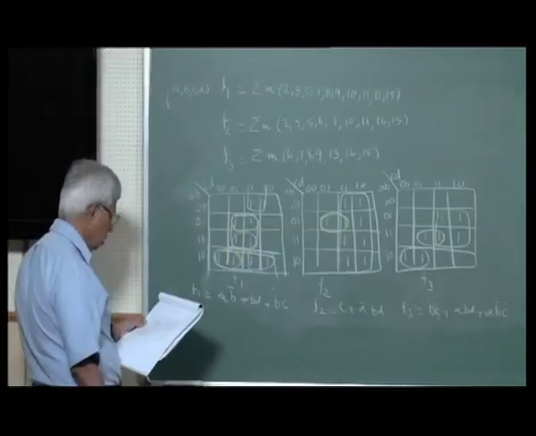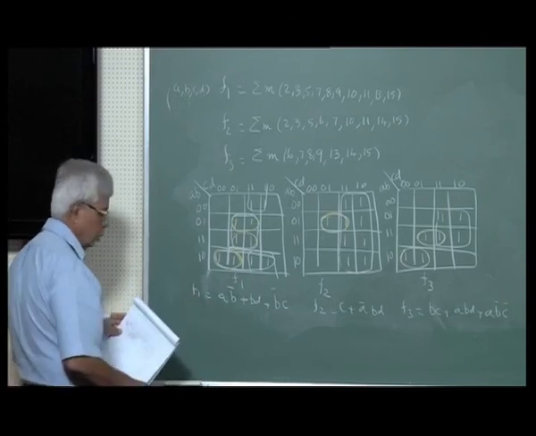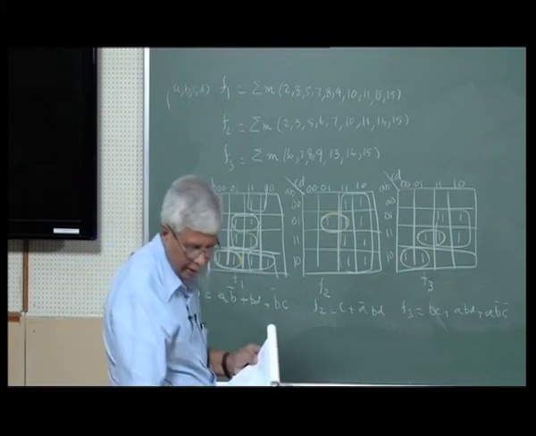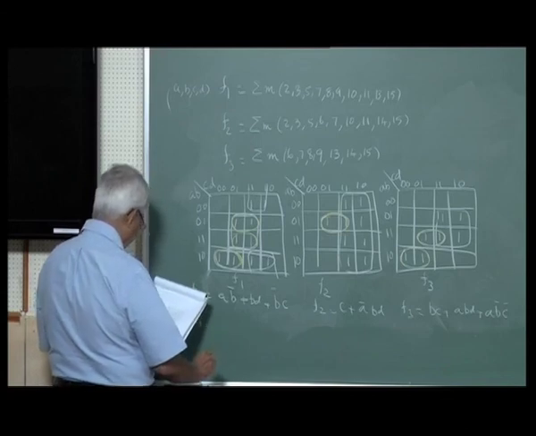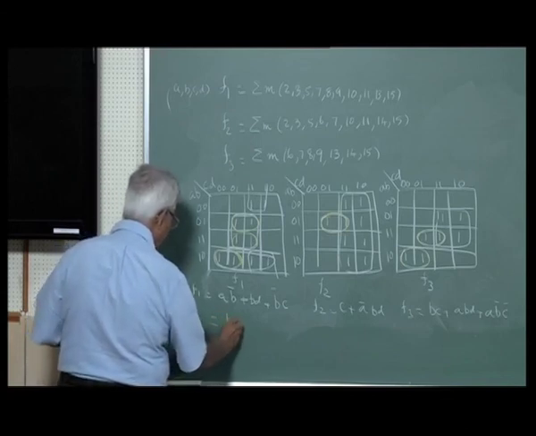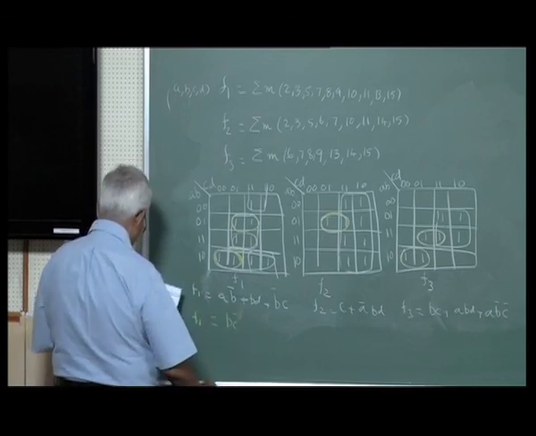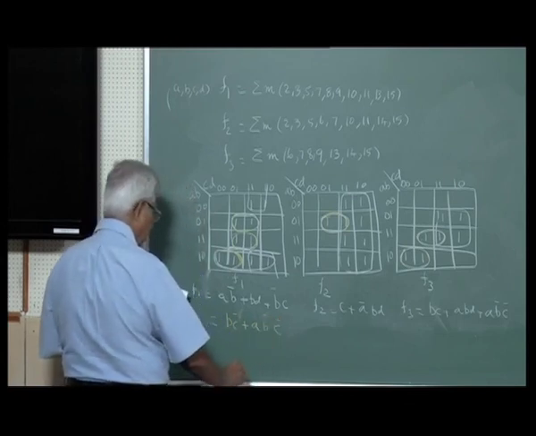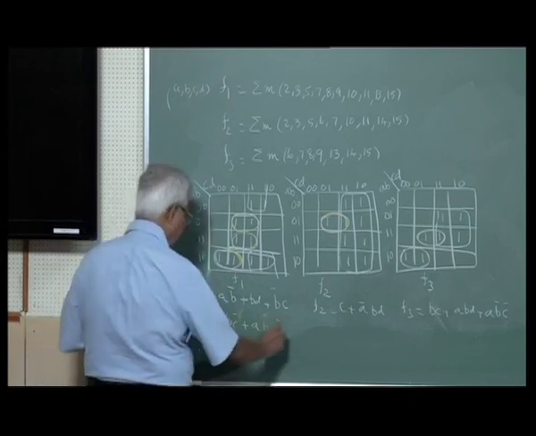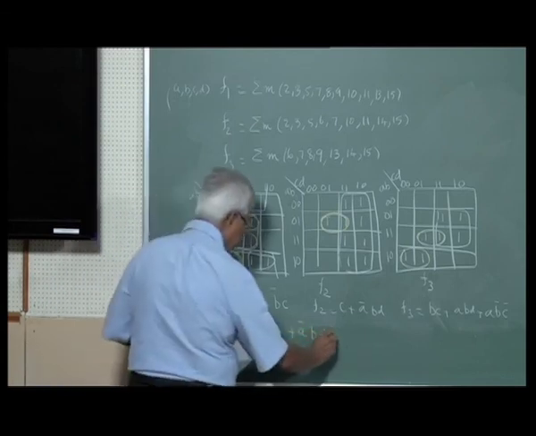Okay. So, now I have here some terms which are common, so it is going to be different. I am going to now rewrite the F1 as BC bar, A B bar C bar, A B D, A bar B D, A B D.